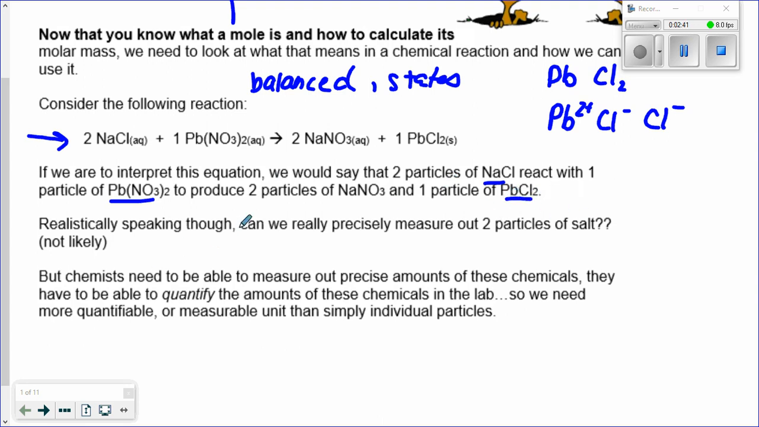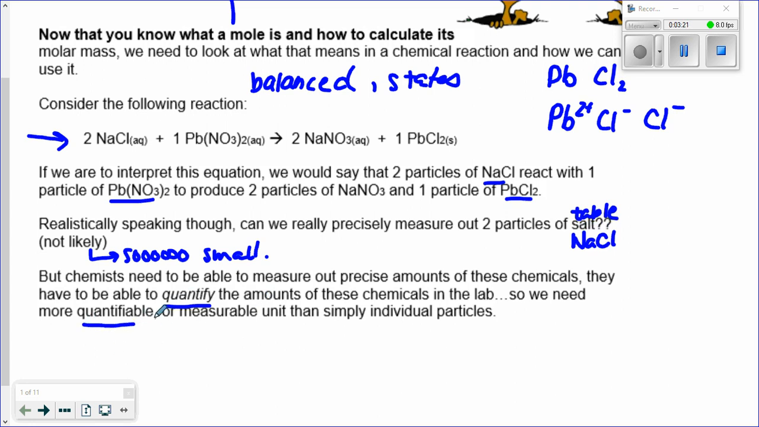Realistically speaking though, can we precisely measure out two particles of salt? Again, salt is NaCl. This is table salt, the stuff we eat. There's lots of other salts. So not likely. Two particles of sodium chloride are so small. You wouldn't be able to precisely measure out two particles of salt. But in a chemistry lab, you need to be able to measure out precise amounts of these chemicals. So we have to be able to quantify the amounts of these chemicals in the lab. So we need something more quantifiable.